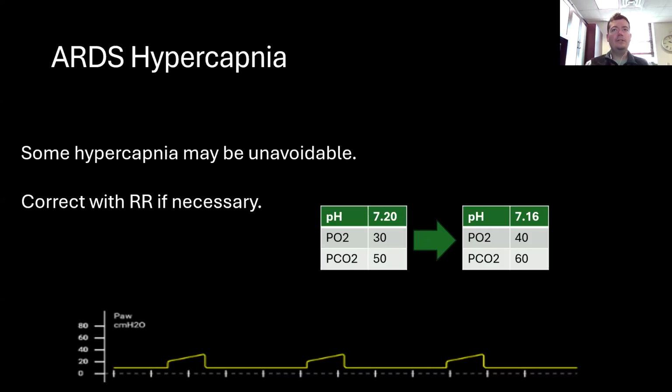We can't really increase the tidal volume too much without risk of worsening the patient's lung injury through barotrauma. But what we can do is increase their respiratory rate. And again, you still probably will not be able to fully compensate despite increasing respiratory rate, and you're probably going to have to accept some degree of hypercapnia.